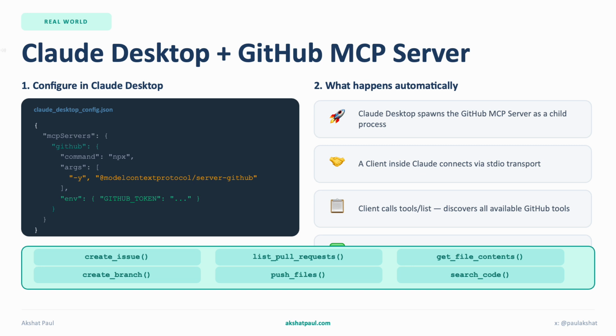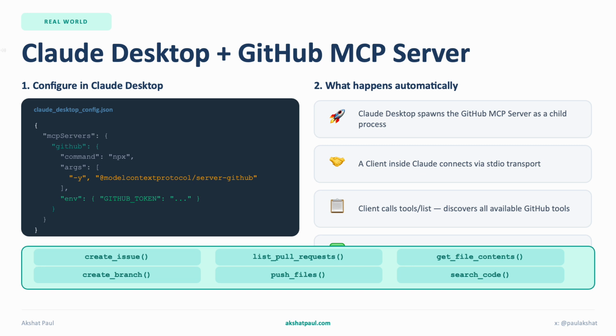Now look at what happens automatically when Claude Desktop starts up. First, Claude Desktop, acting as the host, reads that config and spawns the GitHub MCP server as a child process on your machine. Second, it creates a client inside itself and connects to that server process via stdio transport, just reading and writing to standard I/O streams. Third, the client automatically sends a tools/list request. What can you do? The GitHub server responds with a full list of available tools, their descriptions, and their input schemas.